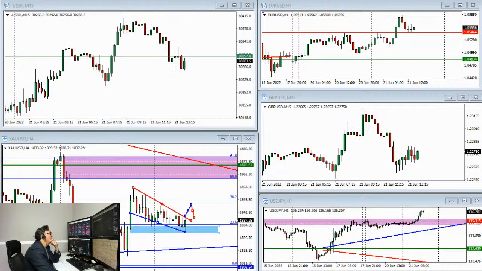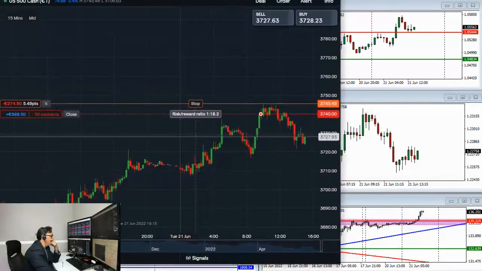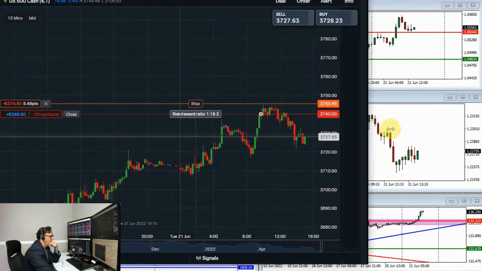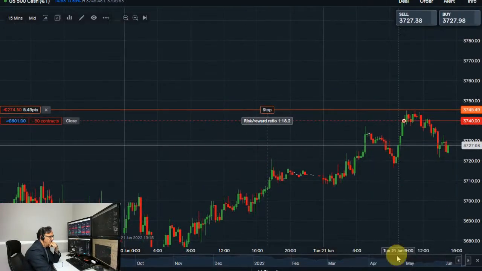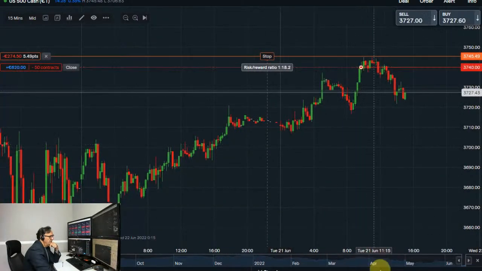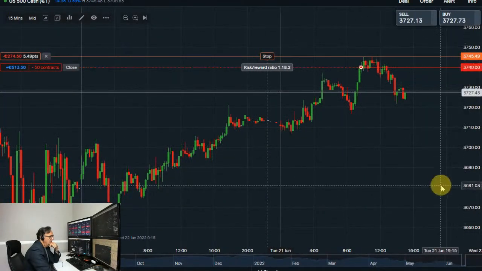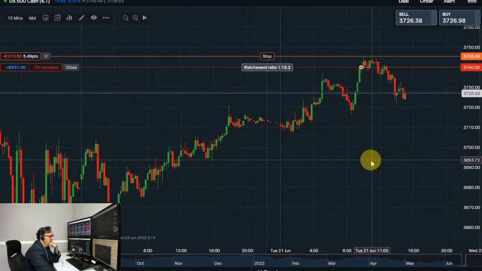So let me just change this. So this is the current position: short S&P at 37.40. The stop is at these swing highs here.